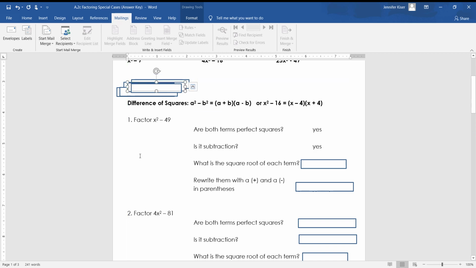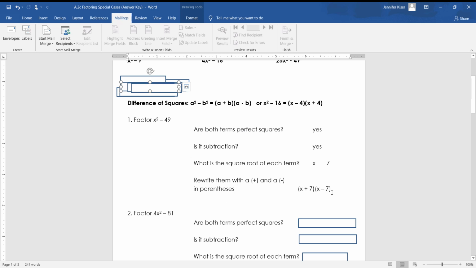And then you're finding the square root of each of those terms next. So the square root of x squared is x, and then the square root of 49 would be 7. And then when you write it out, one's going to have a plus and one's going to have a minus there. It doesn't really matter what comes first. You'll just need one of each sign.